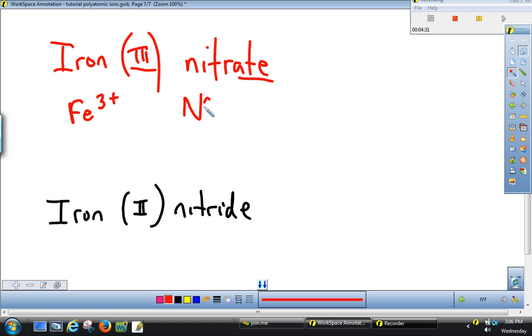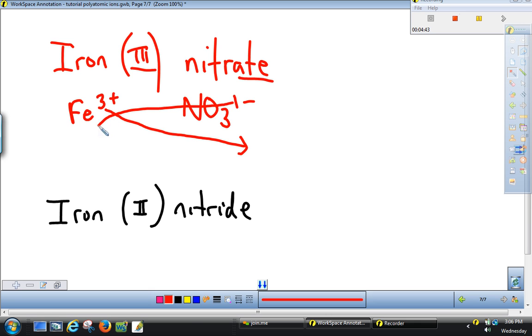Alright, so I'm going to go ahead and write down my ions that are present. And then I have to do either the lowest common multiple method or the crisscross method. So the charge of the iron tells me how many of the nitrates I need, and the charge of the nitrate tells me how many iron ions I need. And so I need to have 3 nitrates. I need to have 1 iron so that the +3 of the iron is canceled out by the -3 charge of 3 nitrates. So if I only need 1 iron ion, I just write Fe.